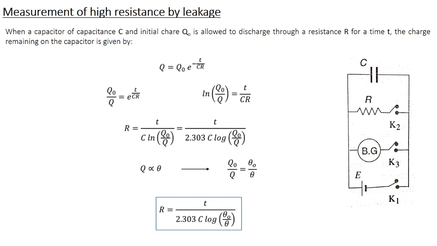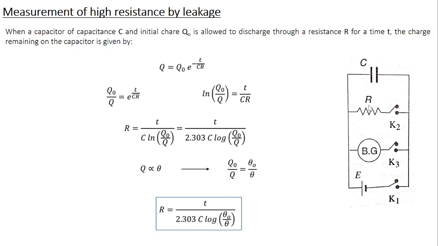Now you need to measure the charge stored in the capacitor after a time t. So once again, we need to charge the capacitor fully. So you open K3 and close K1. Now the capacitor is connected to the power supply E. You allow it to charge for some time. It gets fully charged. The charge stored in the capacitor now is Q naught.